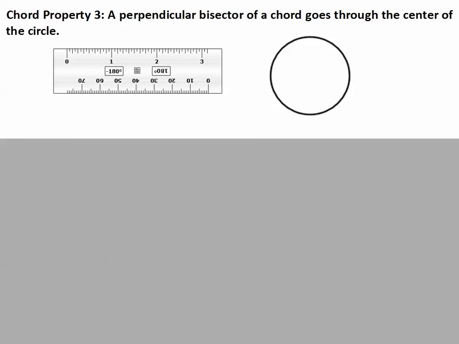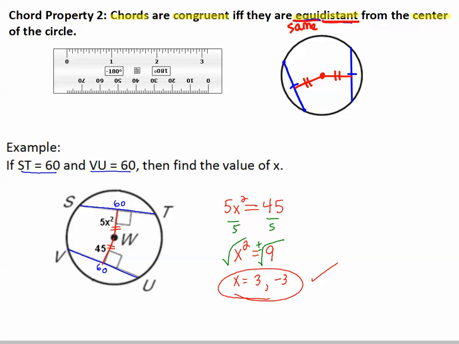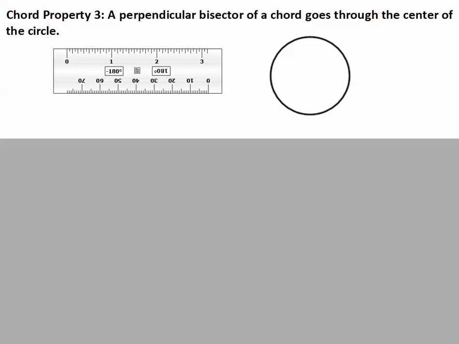Last property. Oh yeah, I just remembered. I wanted to ask you one more thing about what you notice in this picture. So you see these segments coming out from the center to hit these two chords that are congruent. Well, not only do they make a right angle to these two chords, but do you see where they hit the chords? That's right in the middle. So this little piece of the chord is the same as this little piece of the chord. In fact, that's what property 3 tells us. A perpendicular bisector of a chord goes through the center of the circle.